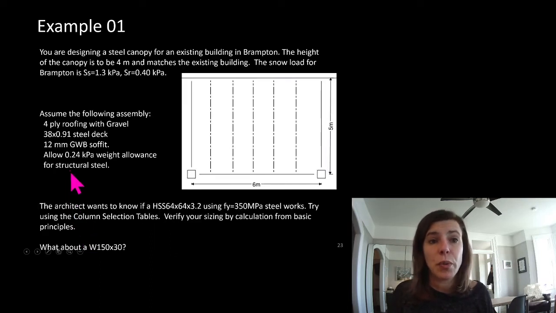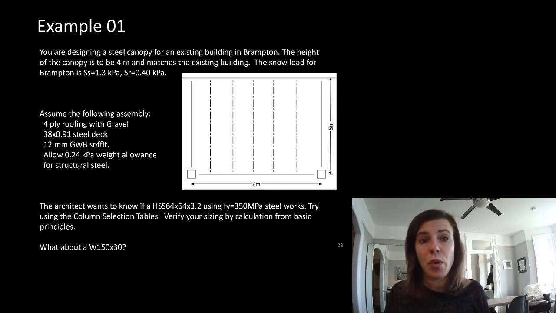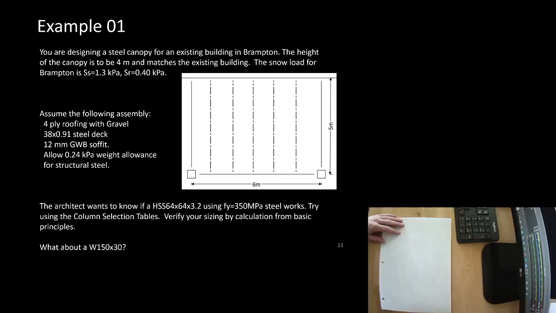So let's start doing some examples now. We'll go through 2 worked out full examples and we'll cross-reference it with the tables. So we've been asked to design a steel canopy for an existing building. So it's a building that's already there and it's in Brampton. The height of the canopy is 4 meters and it's matching the top of the existing building. So it's not lower than it, which means it seems like we don't have to worry about accumulated snow loads, which remember that was a thing we talked about last term.